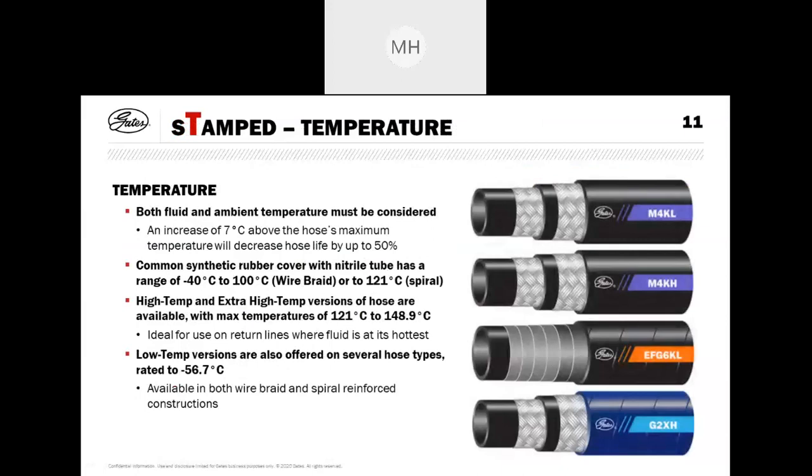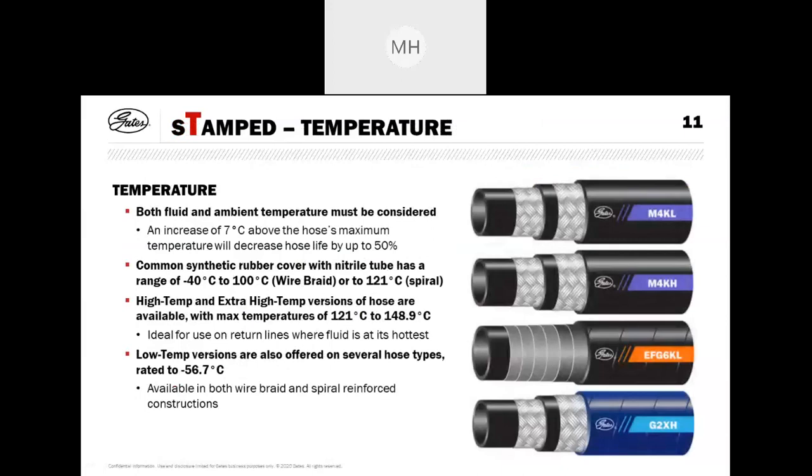All right, looking at the T, which is temperature. So it's both the fluid internally and the ambient temperature which must be considered. As we alluded to in the session 2 weeks ago, an increase of 7 degrees above the maximum temperature will decrease the hose life by up to 50%. Common synthetic rubber covers with nitrile tube have a range of about negative 40 to 100 degrees in wire braid and up to 121 degrees in spiral.